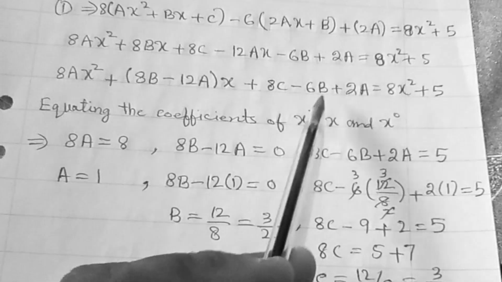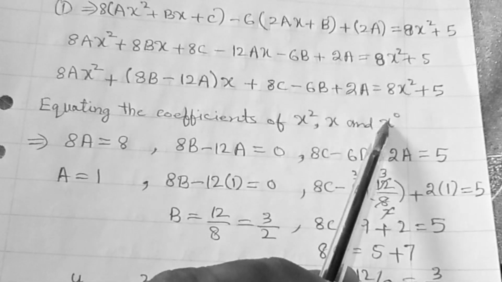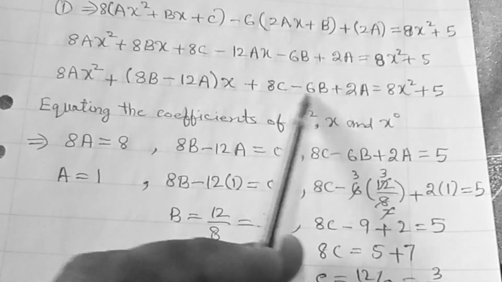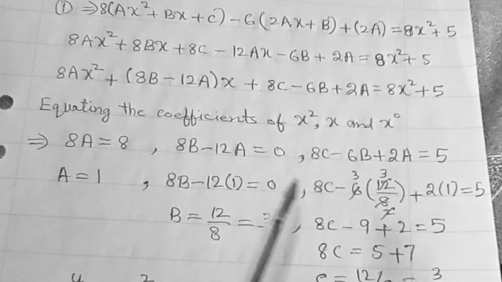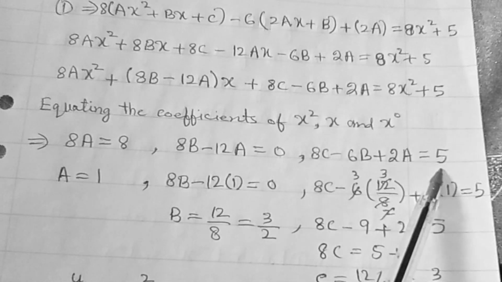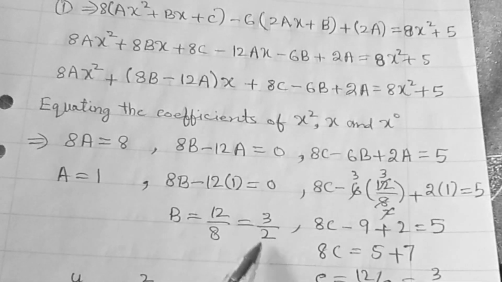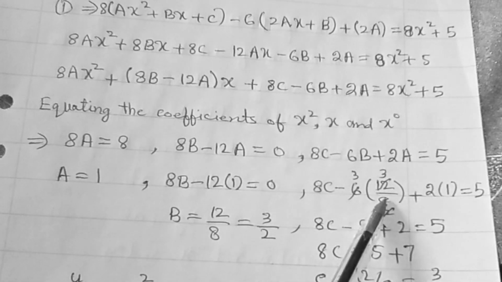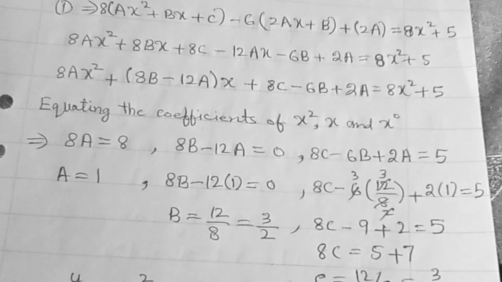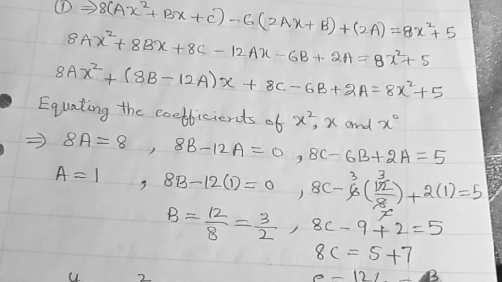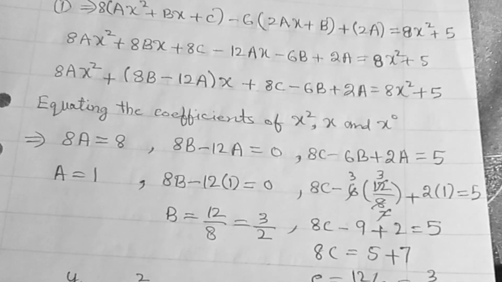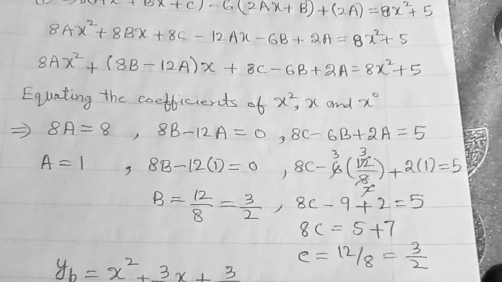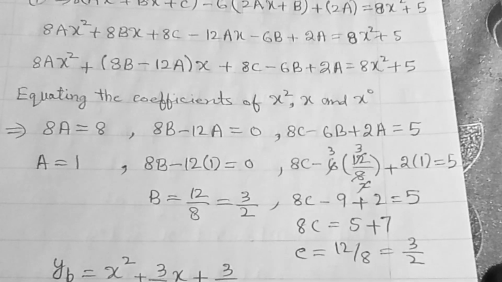Similarly, for the coefficient of x naught, that is the constant, we have 8c, 6b and 2a, and here we have 5. So 8c minus 6b plus 2a is equal to 5. Now substituting a and b in this equation, 8c minus 6 times the value of b plus 2a is equal to 5, so from here we obtain the value of c, that is 3 upon 2.